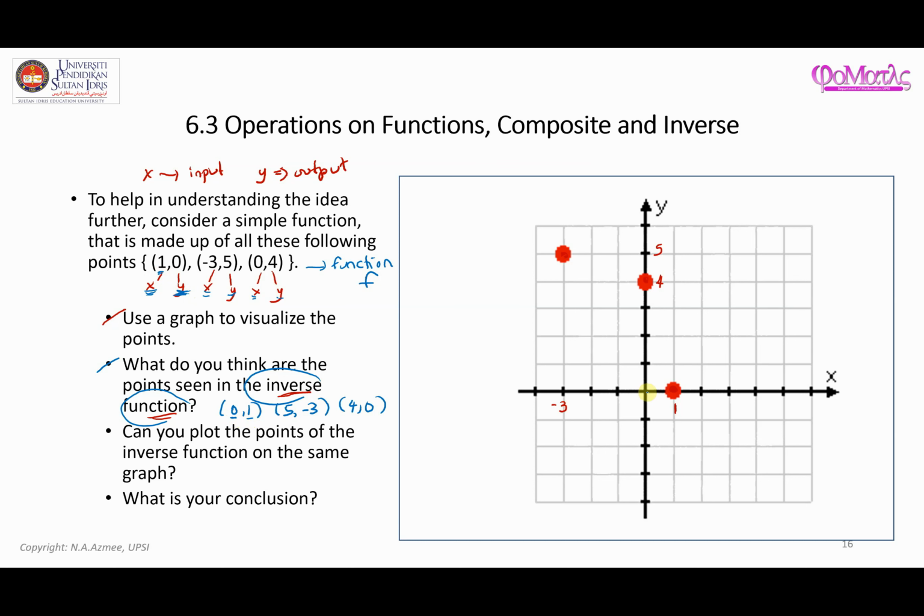0 and 1. So you're talking about this point, 0 and 1. Next, I shall have 5 and negative 3. 1, 2, 3, 4, 5. Negative 1, negative 2, negative 3. So this is another point. Negative 3. This is 5. Okay, next 4 and 0. So 1, 2, 3, 4. 4 and 0 will be here. So this is 4 and 0.